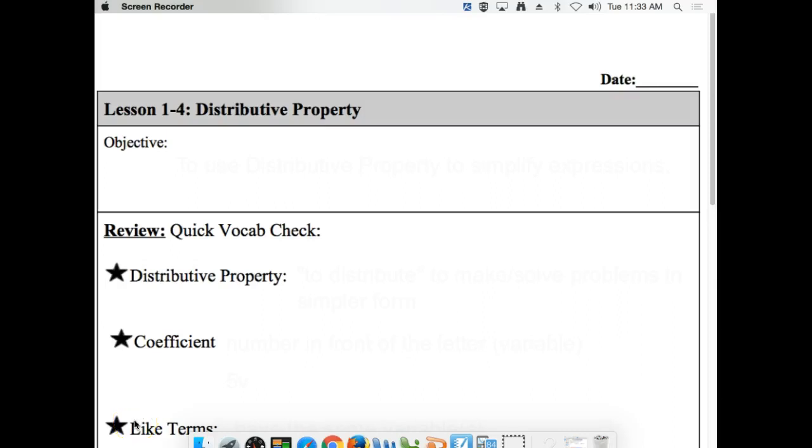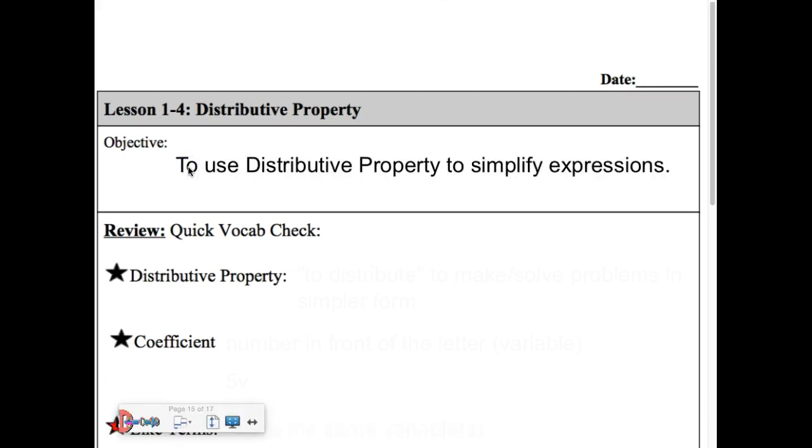All right, welcome to the last section of Chapter 1. Today we are in 1-4 Distributive Property. So our goal today is to use the distributive property to simplify expressions.